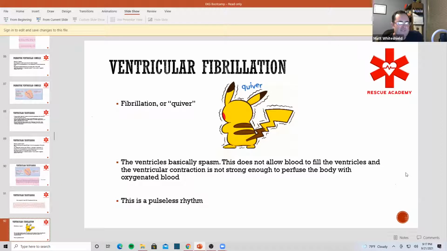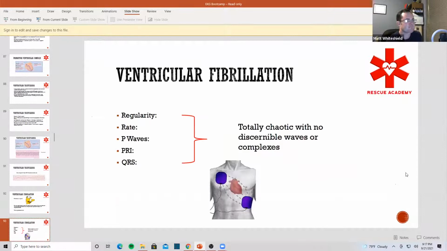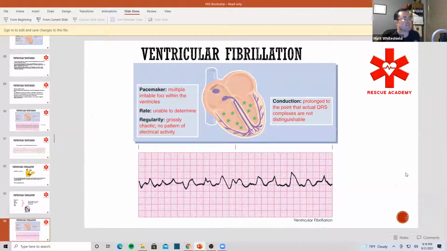The problem with Vfib is it doesn't allow the ventricles to fill with blood, right? That's why this rhythm is always pulseless. All right, there's no regularity, it's totally chaotic. So we look at this rhythm, this would be considered coarse Vfib. I've even seen Vfibs coarser than this, but you can really tell each wave is very discernible.